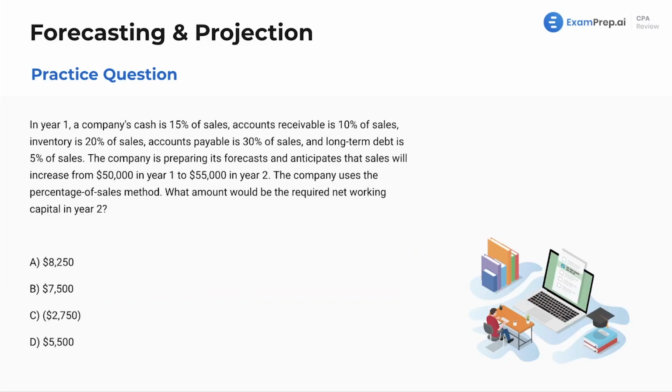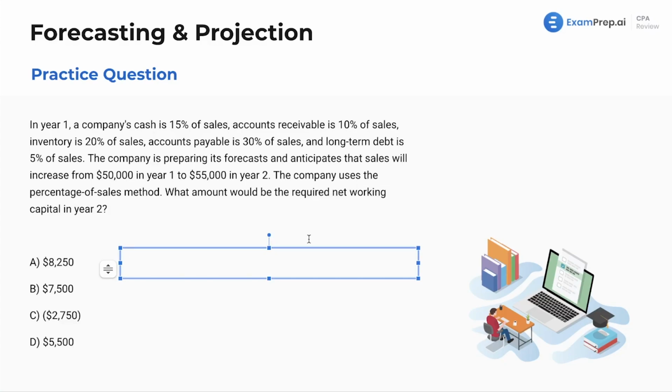In year one, a company's cash is 15% of sales. Well, let me read the question first. What amount would be the required net working capital in year two? All right, well, we have to dive in a little bit. We're dealing more so with our current assets, current liabilities, dealing with working capital.